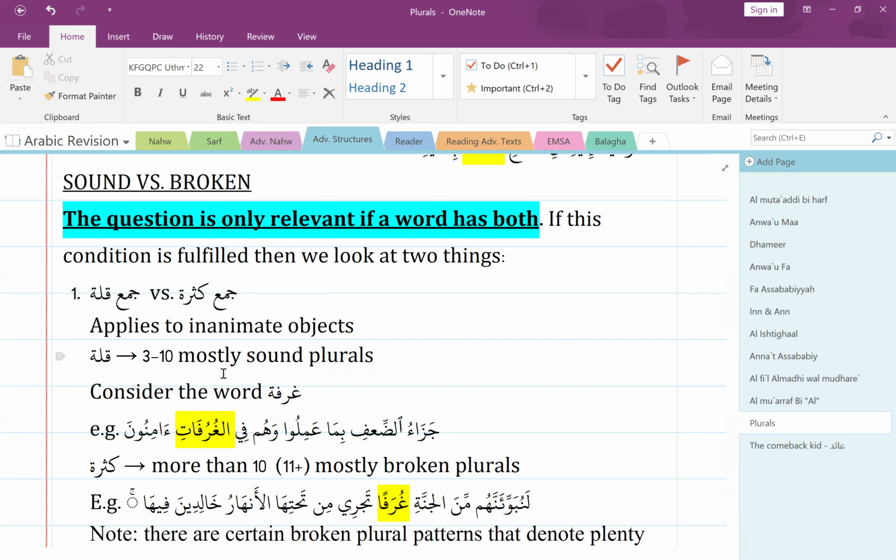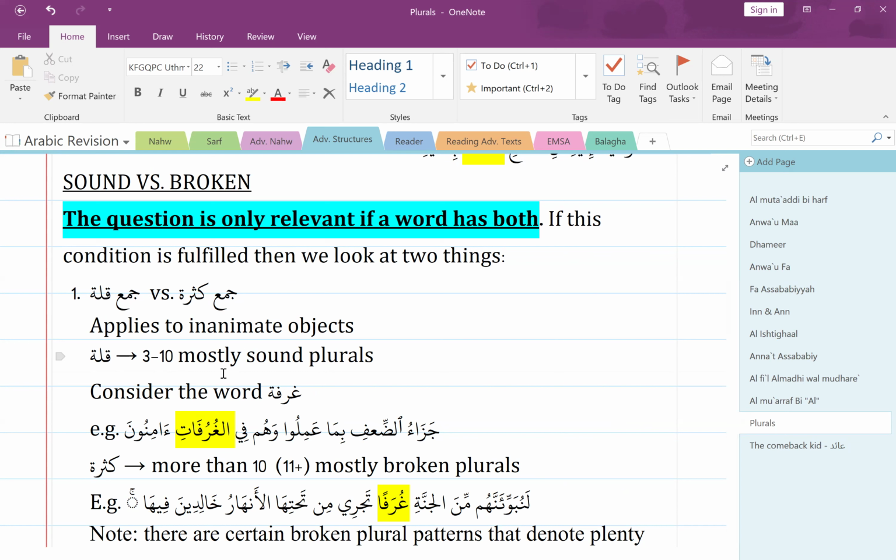Okay, so now the most important thing to understand is that this discussion is only relevant if you have both. You cannot talk about a plural that only has a sound plural and then discuss what we're about to discuss. It doesn't apply because it only has one plural, the sound plural. So this discussion applies to words whose plurals include both a sound plural and broken plurals. So that's important to note.